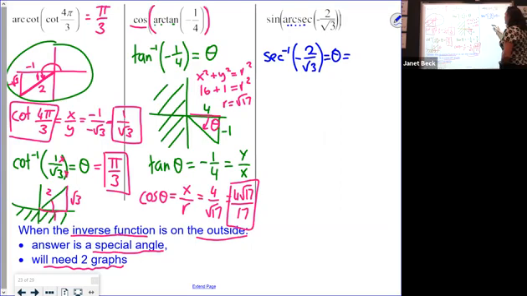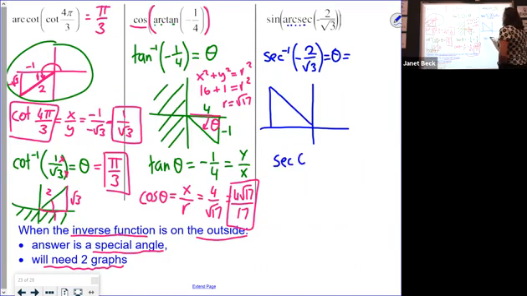Inverse secant is top half. If it's negative, we're talking about something in quadrant 2. If it's positive, it would be in quadrant 1. Which two sides have I been given? I know the secant of my angle is negative 2 over the square root.